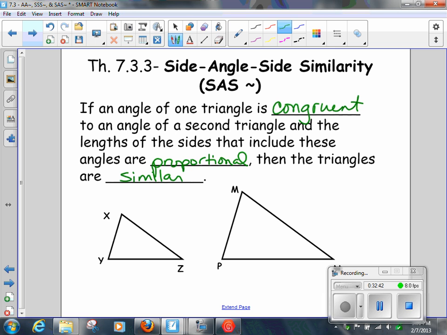Side, angle, side. It might look like this. Side, angle, side. I'm making up numbers here. Side, angle, side.